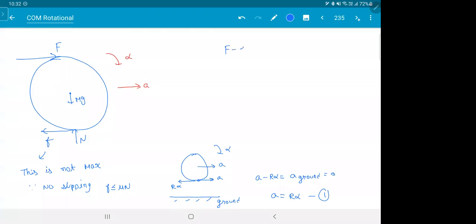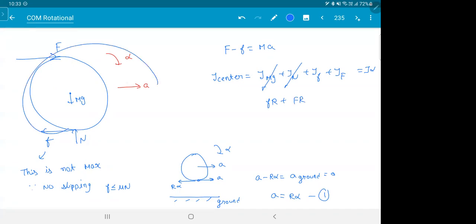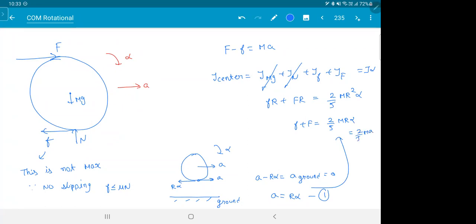Next thing, force equation. F minus friction is mass into acceleration. Torque equation about center. We have torque due to mg, torque due to n, torque due to friction, torque due to capital F is I alpha. mg 0, n 0. Friction's torque is f into R, F's torque is F into R. Both will add up, see. FR plus fR is equal to I alpha. Solid sphere, I is 2 by 5 mr square. So we have F plus f is 2 by 5 m R alpha. But what is R alpha? Substitute here: 2 by 5 ma. So this is equation 2. This is equation 3.